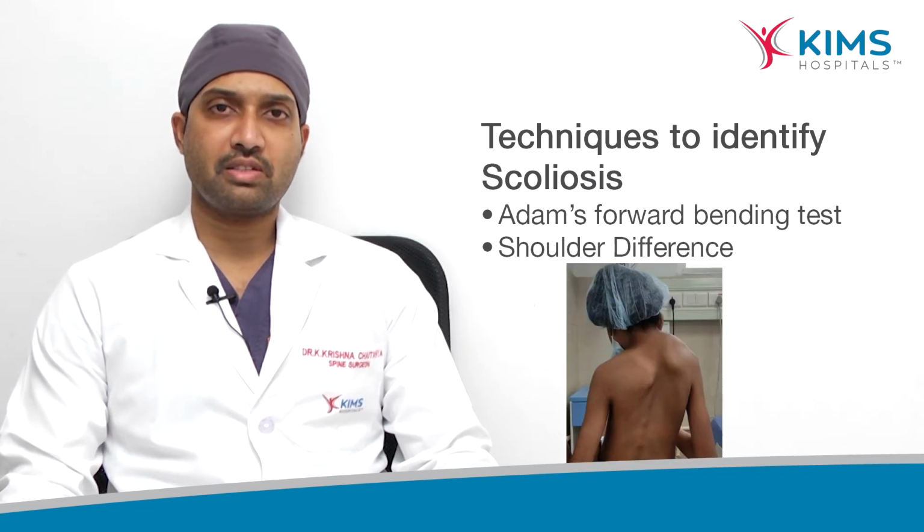The other thing is the shoulder difference. So if you look at these children, one shoulder, either the left shoulder or the right shoulder, will be at a higher place when compared to the other. So this usually happens in thoracic kind of scoliosis, where there is a curve in the thoracic spine.